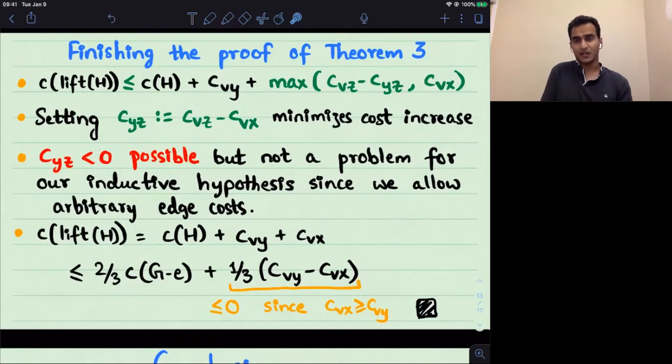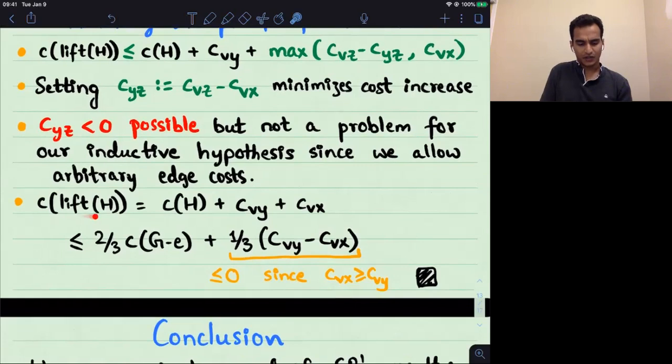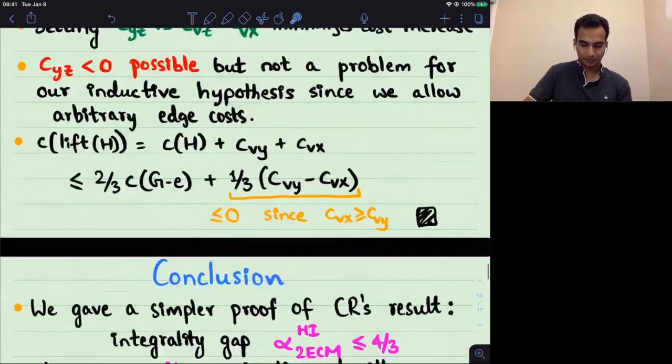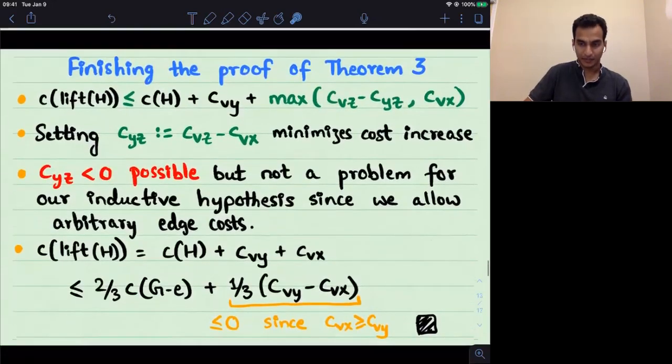It is possible that the cost of Yz becomes negative now, but this is okay because I mentioned earlier that the statement of Theorem 3 allows arbitrary edge cost. Overall, the cost of lift of H is upper bounded by the budget that we had, plus 1/3 the difference between the cost of Vy and Vx. And because Vx is the more expensive edge, lift of H is the desired subgraph. This finishes the proof of Theorem 3.